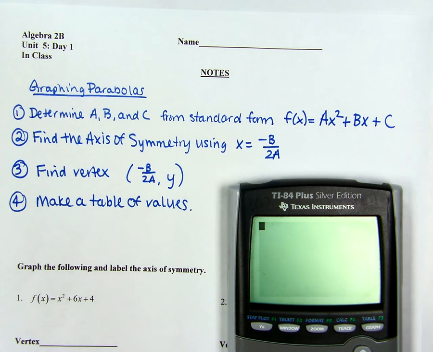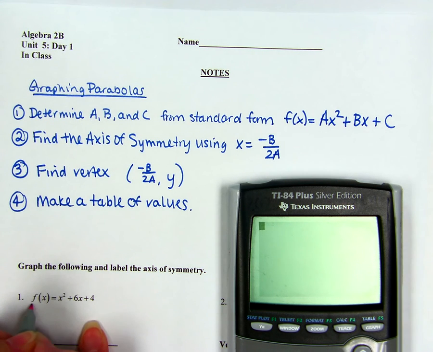So they give you f of x equals x squared plus 6x plus 4. Remember that f of x is the same thing as y equals. So this is the same exact equation as if you were to see y equals x squared plus 6x plus 4.